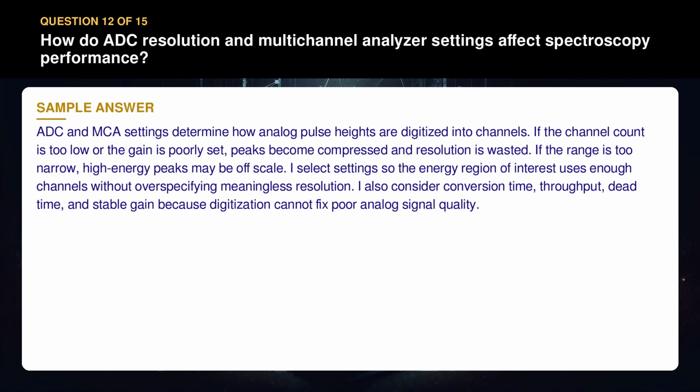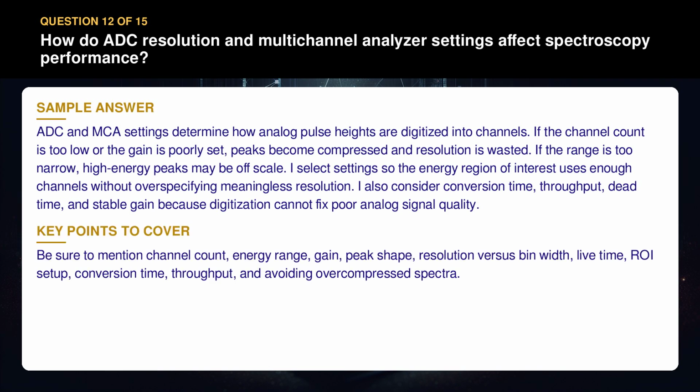ADC and MCA settings determine how analog pulse heights are digitized into channels. If the channel count is too low or the gain is poorly set, peaks become compressed and resolution is wasted. If the range is too narrow, high-energy peaks may be off-scale. I select settings so the energy region of interest uses enough channels without over-specifying meaningless resolution. I also consider conversion time, throughput, dead time, and stable gain, because digitization cannot fix poor analog signal quality.